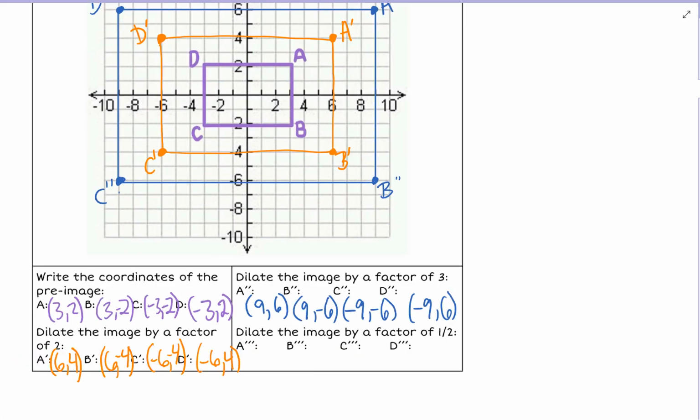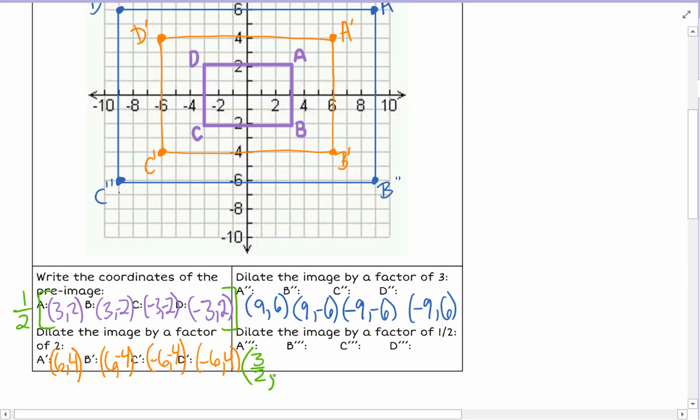Our last dilation is by a factor of 1/2. So this time we'll multiply all of the pre-image points by 1/2. 3 times 1/2 is 3/2. 1/2 times 2 is 1. Continue.